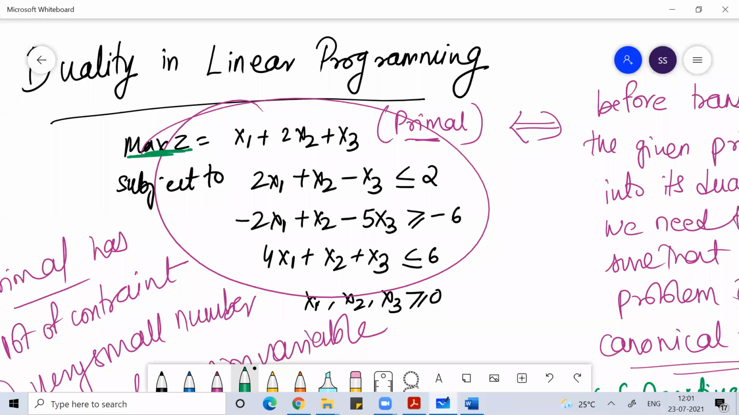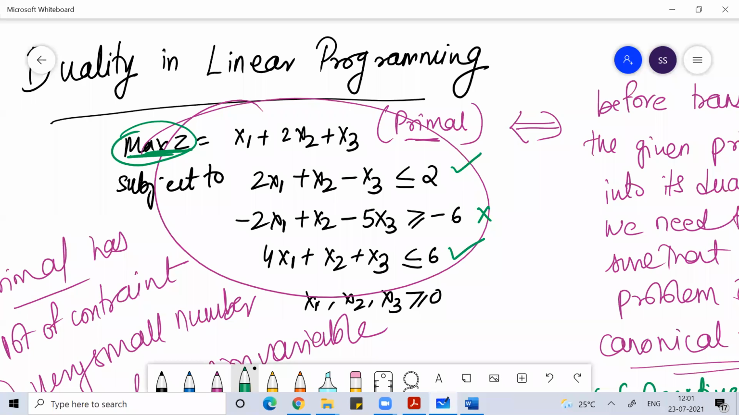If you see in this equation, this objective function is maxima. This constraint is less than or equal to, but this constraint is greater than or equal to. So right now, the problem in front of you is not in canonical form. To be in canonical form, all your constraints should be less than or equal to if the objective function is maxima, while if the objective function is minima, then all your constraints should be greater than or equal to.